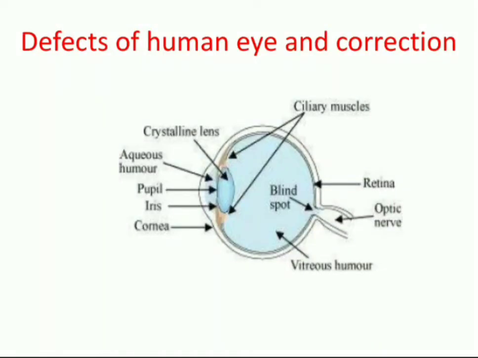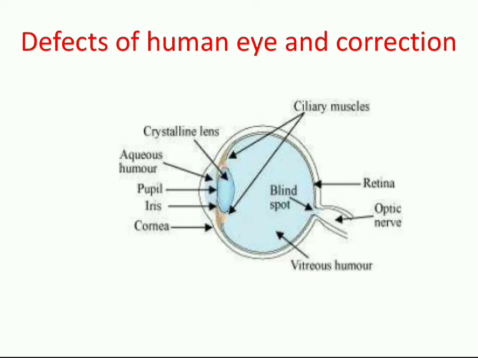Welcome back, children. So coming to today's class, we'll be studying about defects of human eye and its correction. So here correction is made by making use of proper lenses. So the first slide shows you the basic construction of human eye. We have already studied this.